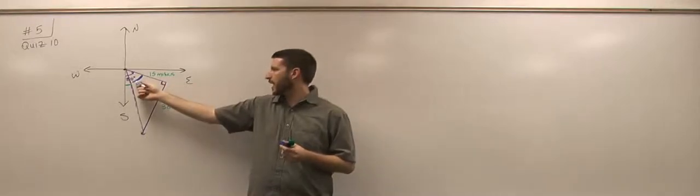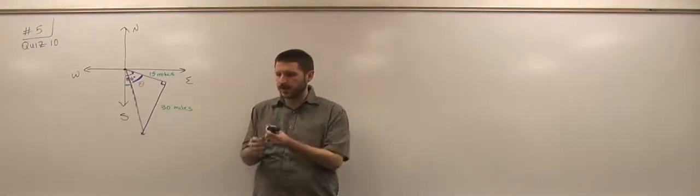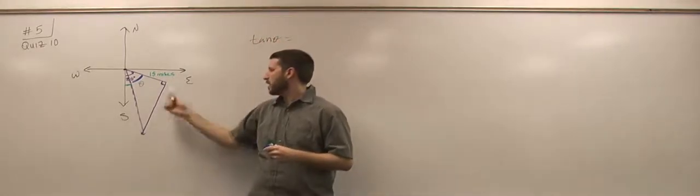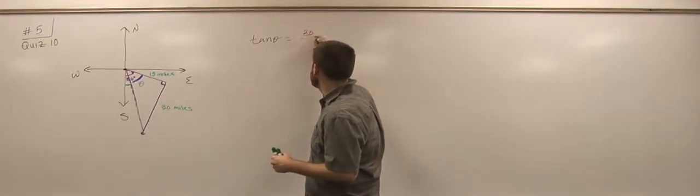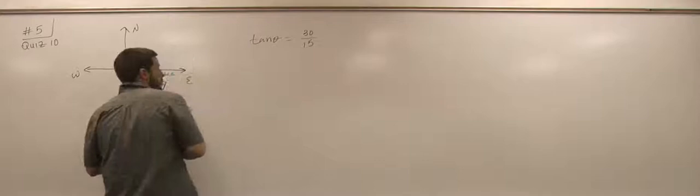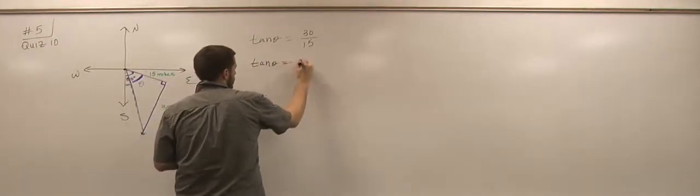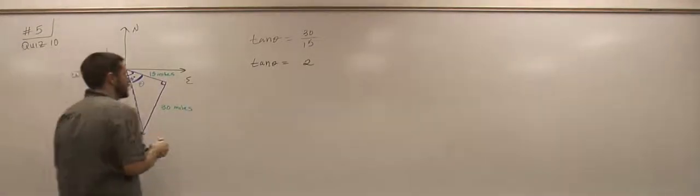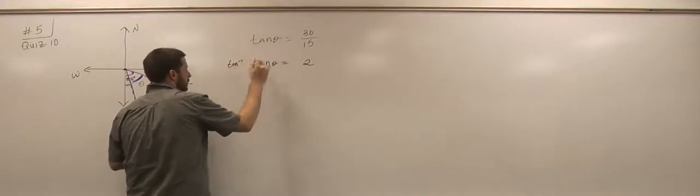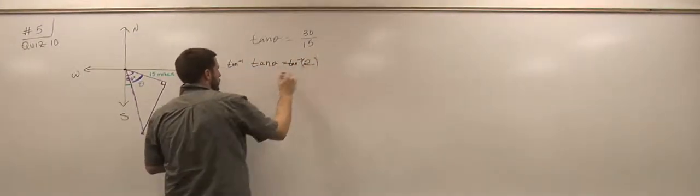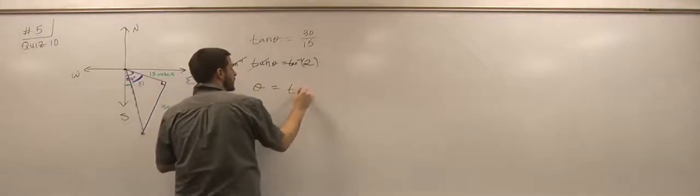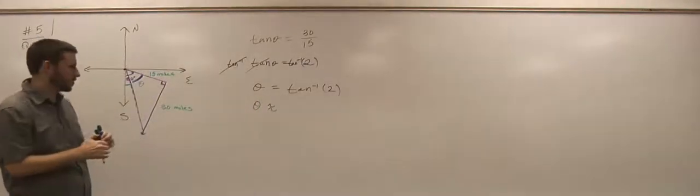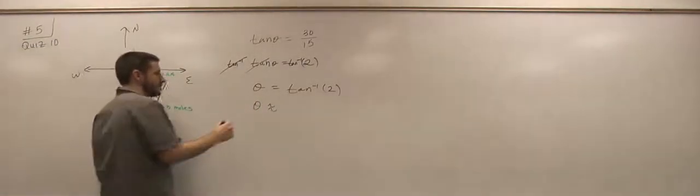According to theta, we have adjacent and opposite. So I'd probably use tangent. Tangent of theta should equal what? Opposite, 30, over adjacent, 15. So tan theta equals 2. How do you solve that for theta? Tan inverse. So the tan and the tan inverse go away. Theta equals the inverse tangent of 2, which is approximately 63.4.